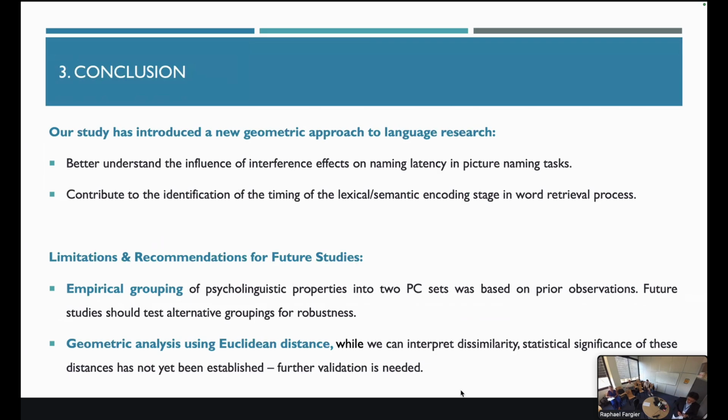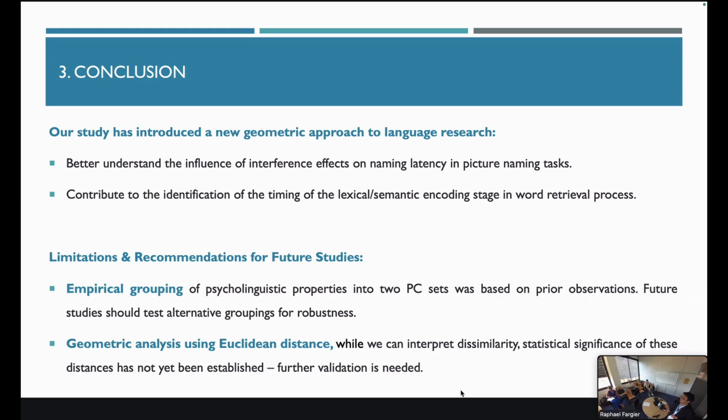So, from these results of our study, we have introduced a new geometric approach to language research. First, it helps us better understand the influence of the interference effect on naming latency in a picture naming task. And second, it helps us contribute more to the identification of the timing of the lexical and semantic encoding stage in the word retrieval process.